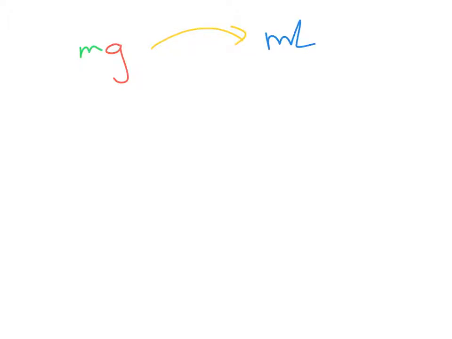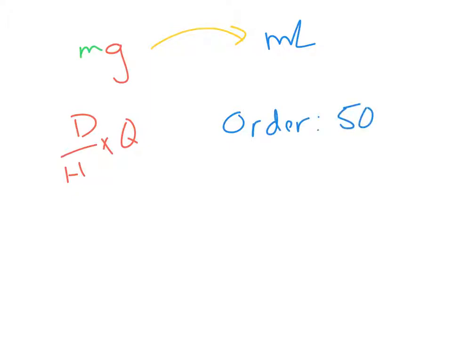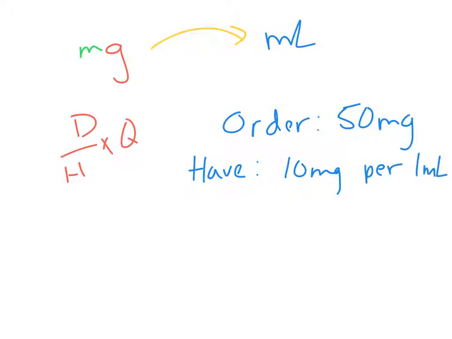Back when we did dosage calculations with D divided by H times Q, if I said that we've ordered, say, 50 milligrams, and we have a medication that's packaged as 10 milligrams per 1 milliliter, well, that means we would need to give them 5 milliliters. That's what this means right here: for every 1 milliliter of that liquid, it's going to deliver this amount of medication. My patient needs this amount of medication.